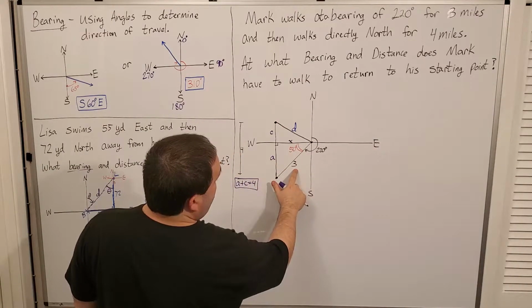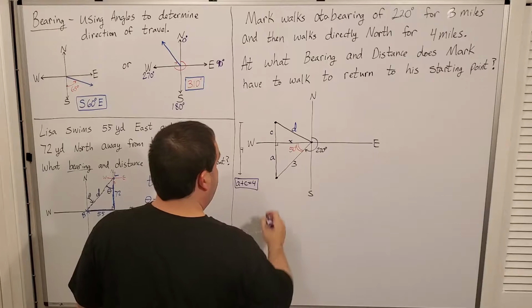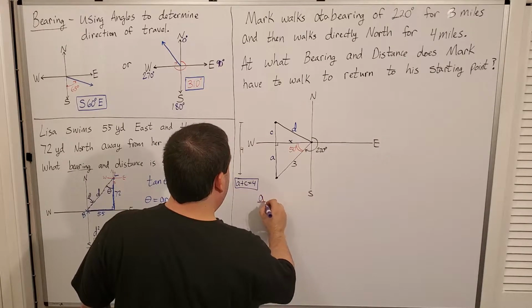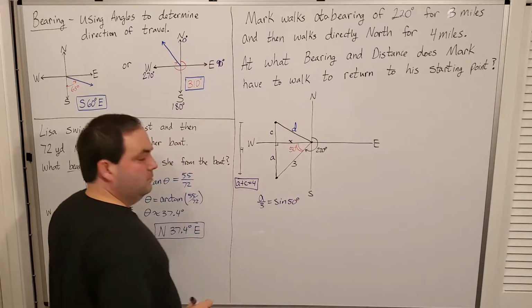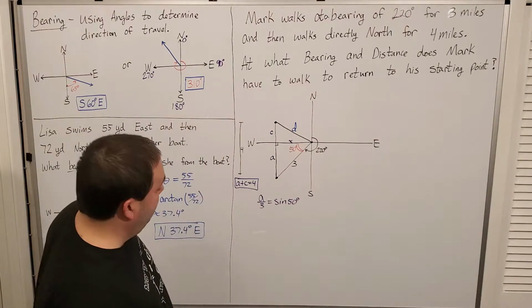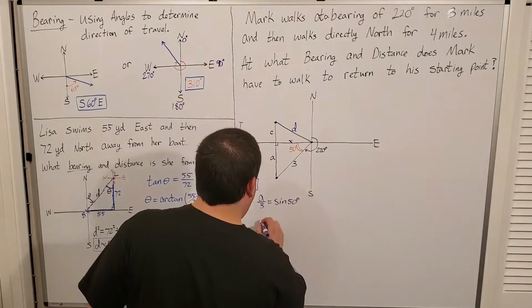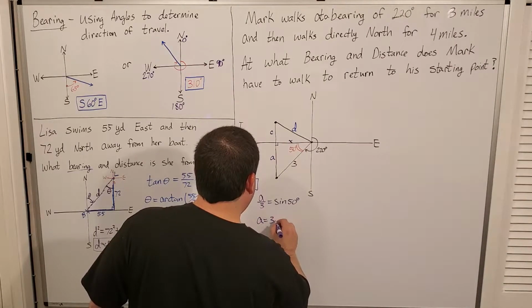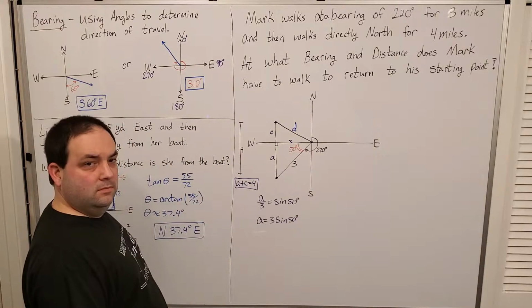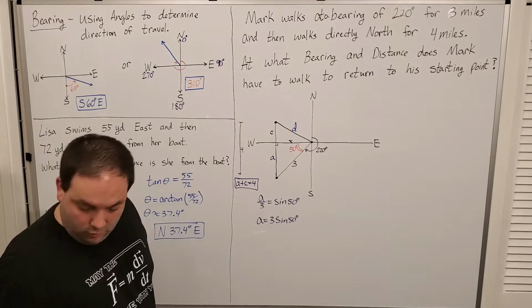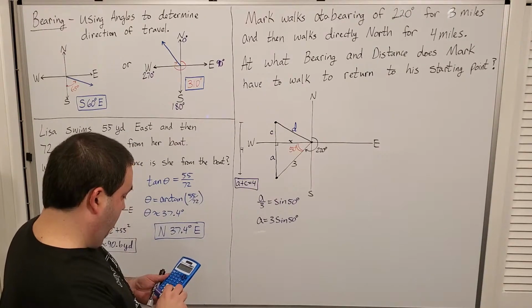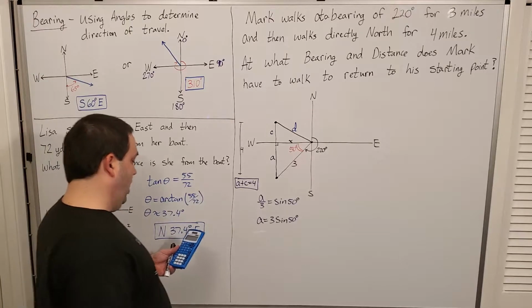Now, A over 3 is sine of 50. Right? Okay. So that means that A is 3 sine of 50 degrees. So I know what A is. Okay? In fact, we can crunch that up. Let's punch it up right now. 3 sine of 50. 2.298.